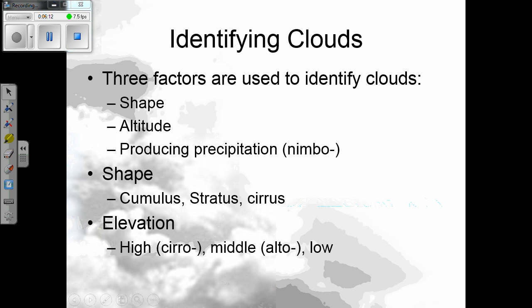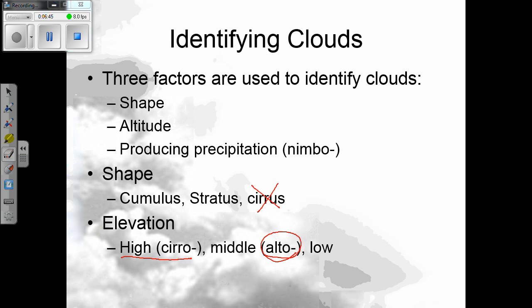The next is their elevation. If it is a high elevation cloud, it's going to have cirro in the name. High elevation equals cirro. So a cirrostratus, a cirrocumulus, those are high elevation clouds when you put the prefix cirro in front of one of these other names. Now, a middle elevation cloud is going to be an alto. Okay, same thing. We can have an altostratus and an altocumulus. We will not have an altocirrus, okay, because we can't have a cirrus cloud at middle elevation.